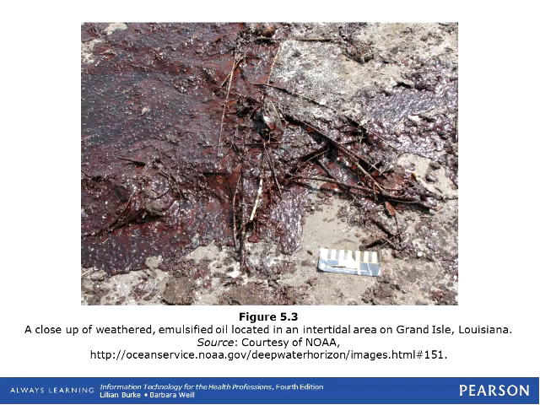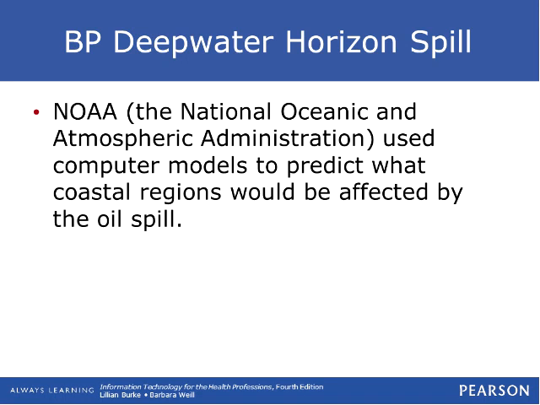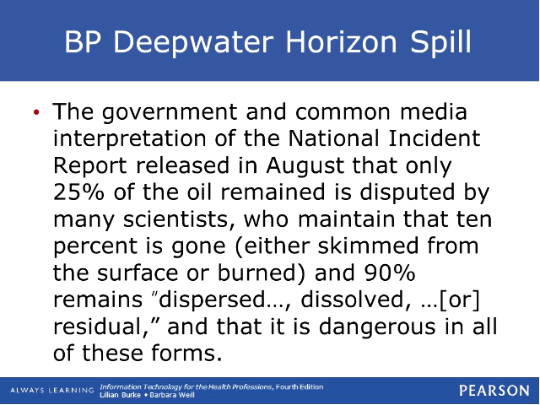This is a close-up of the weathered emulsified oil that's located on Grand Isle, Louisiana. So the second effect was this oil and its sticky, nasty, tarry type substance. NOAA, the National Oceanic and Atmospheric Administration, used computer models to predict what coastal regions would be affected by the oil spill, so they were at least predictive.